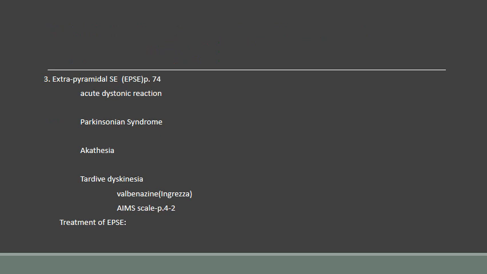The next group of symptoms, extrapyramidal side effects. Sometimes we abbreviate these as EPSE. It starts talking about that on the end of that page. And I'm going to be going over these. The first one that I have listed here is acute dystonic reaction. Some people will just call this a dystonic reaction.